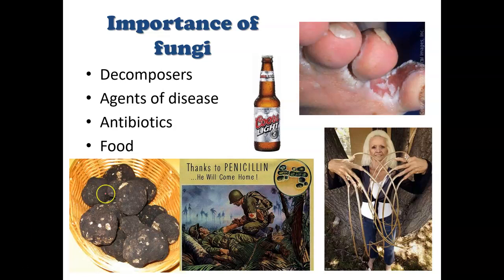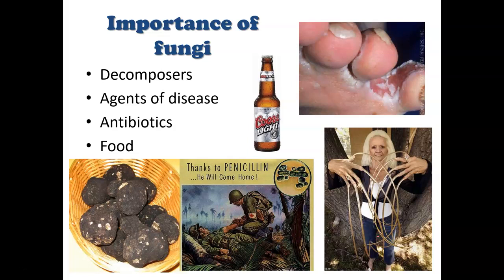One of the things that fungi can break down better than bacteria is keratin, right? So your fingernails and things like that are actually more likely to be broken down by fungi than bacteria. Number two, they can be pathogenic, right? So athlete's foot, things like ringworm, these are caused by fungal parasites.